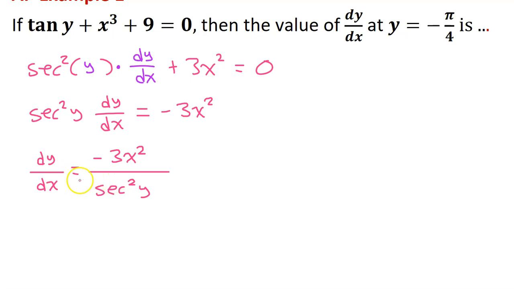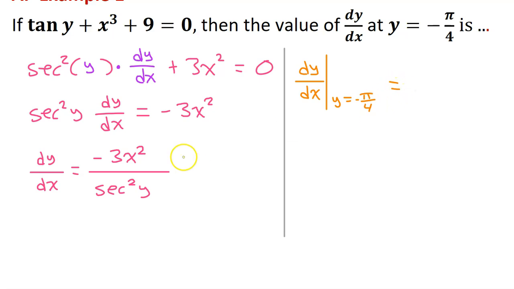Now we need to evaluate dy dx when y is equal to negative pi over 4. Do not simply plug in the negative pi over 4. You have to use proper notation. You have two choices. You can either use this notation to show that you are about to evaluate, about to plug in a value. You can put a vertical line, and then at the bottom you put y equals negative pi over 4, and then now you can plug in your negative pi over 4 for y.